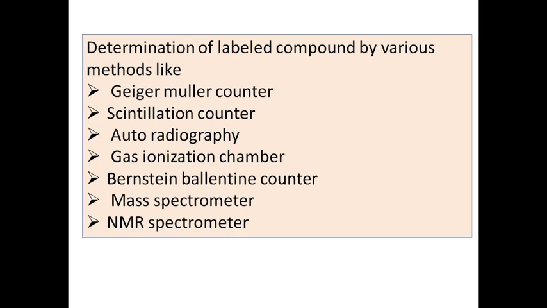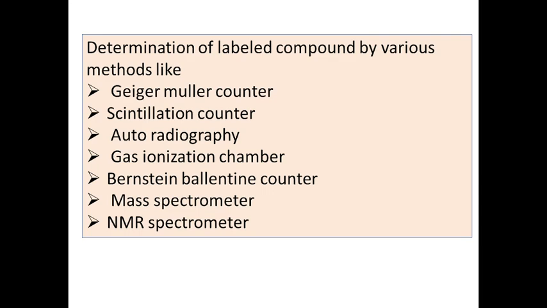In our last lecture, we have seen about the various separation techniques of the label compound which is inserted for determination of biosynthetic pathway. Now, in the determination of label compound, when radioactive tracers are used in biogenetic study, the label compound should be properly detected, and estimation of that compound is necessary. For that, various methods or techniques are used.